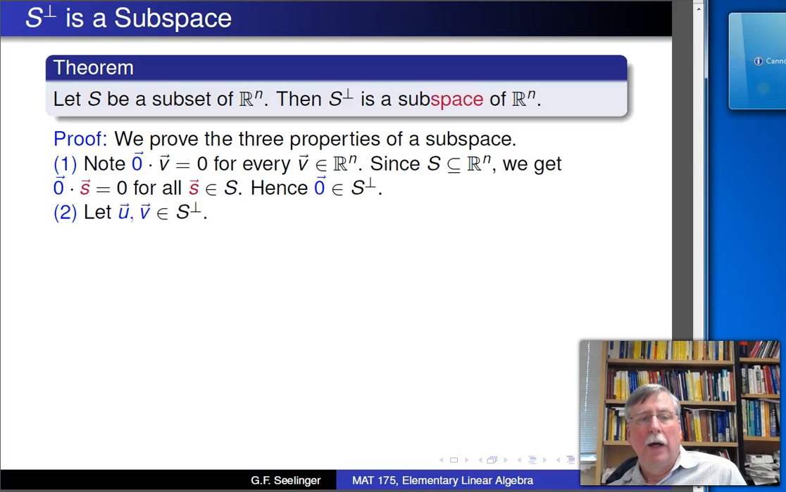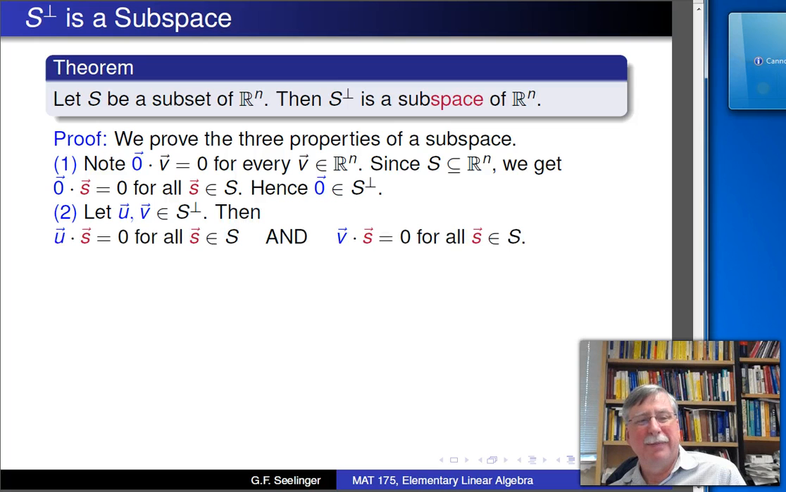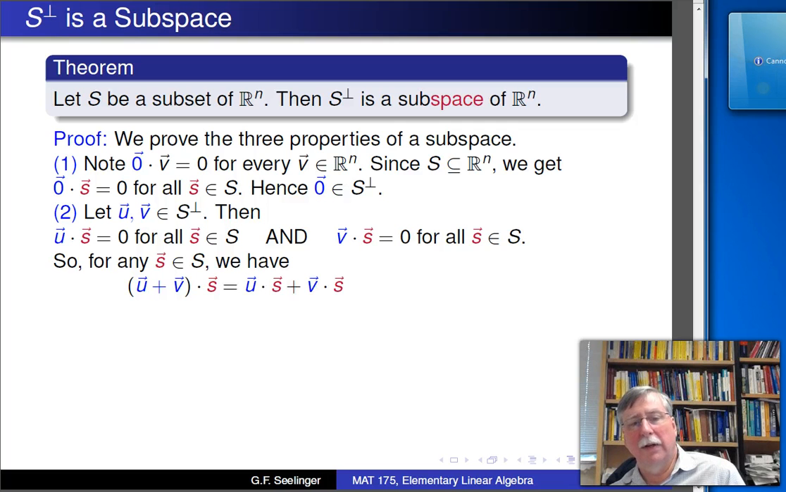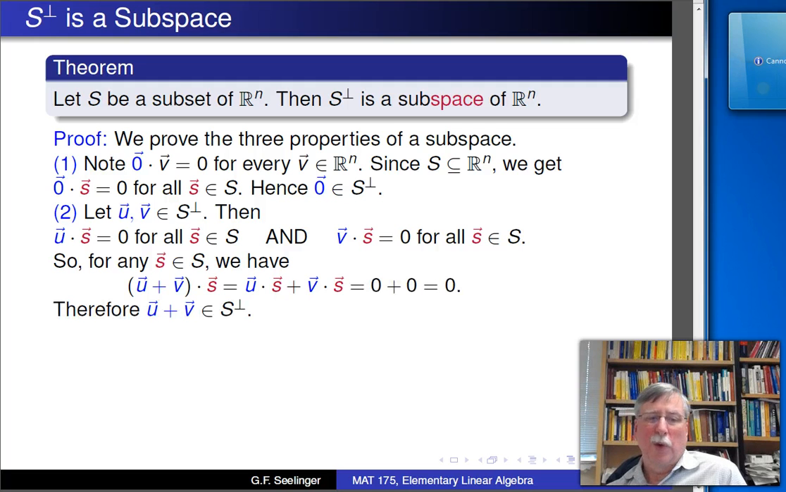All right. Let u and v be in S perp. That means u dot s is equal to 0 for all s in S, and v dot s is equal to 0 for all s in S. So when I take their sum, by the properties of dot product, I can distribute, but each one of these is 0. So I get 0 plus 0, which is 0. So the sums stay in that set.